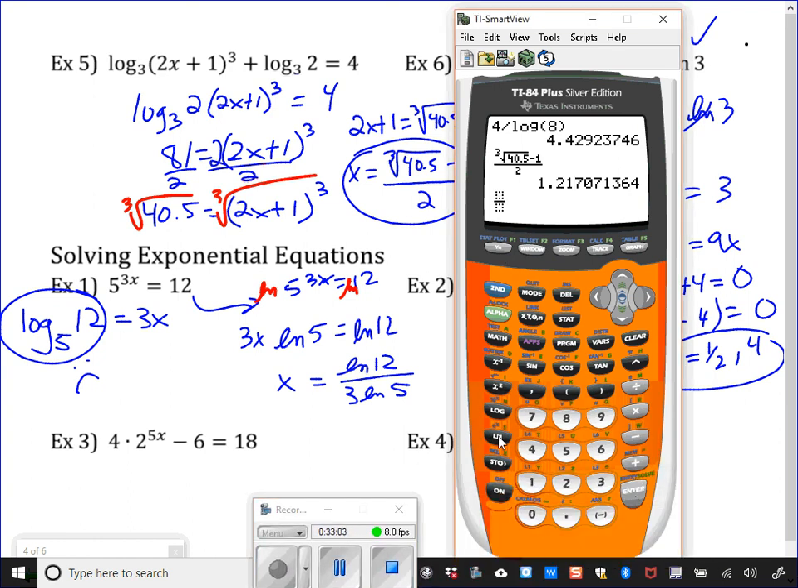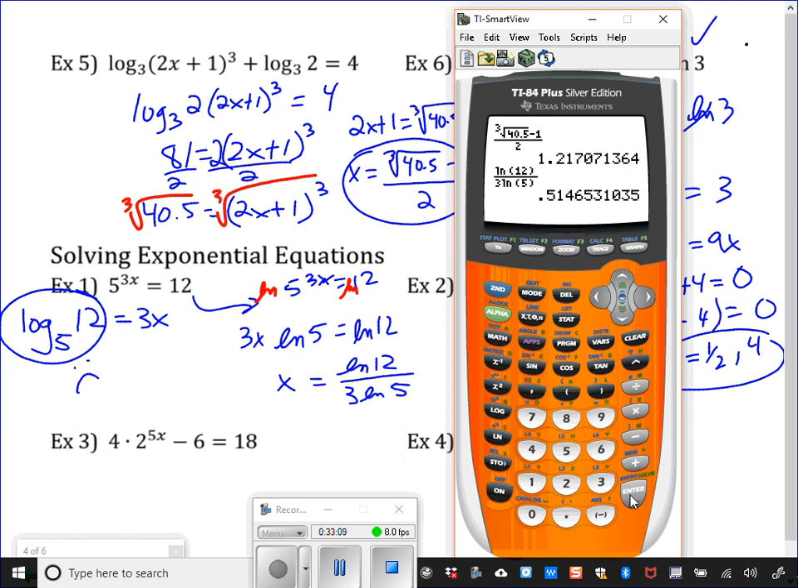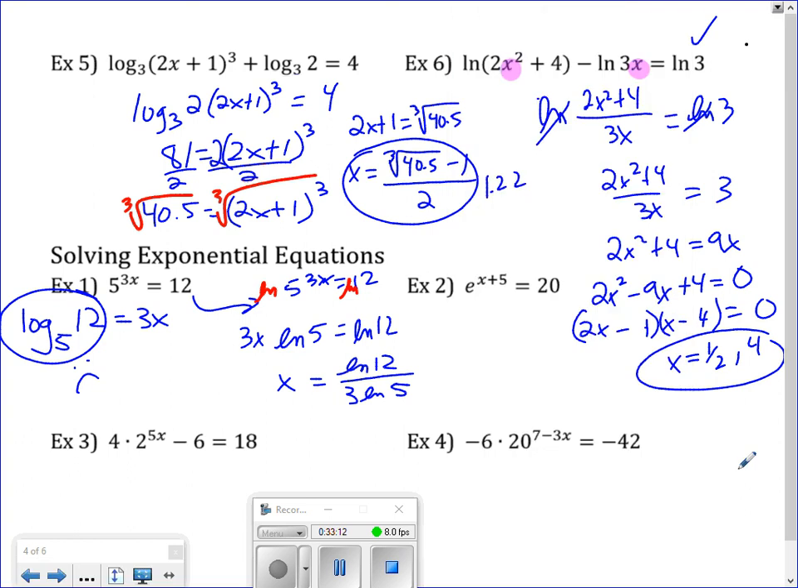So what is it? ln 12 over 3 ln 5. All right, so 0.515. All good? Yes. On your test, I'll give you a part where you don't use your calculator at first, but in these questions, you have to. You saw on some of those other questions earlier, I didn't really need it because it was all things that I knew.